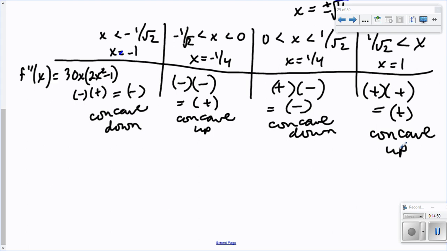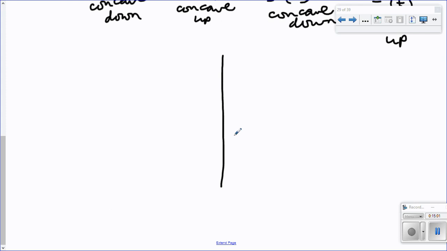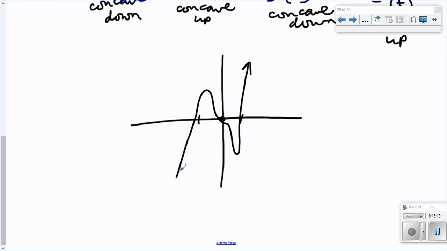Okay, so I have to take all this information and try to get a good sketch of my graph. Now that is sometimes a bit of a challenge. If I remember correctly, I've got a point here and a point here, a point here, and I think I've got a situation that looks like this.